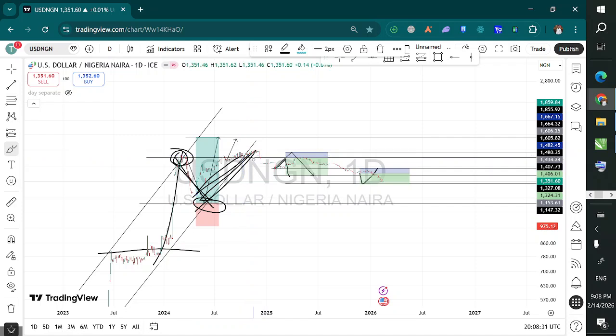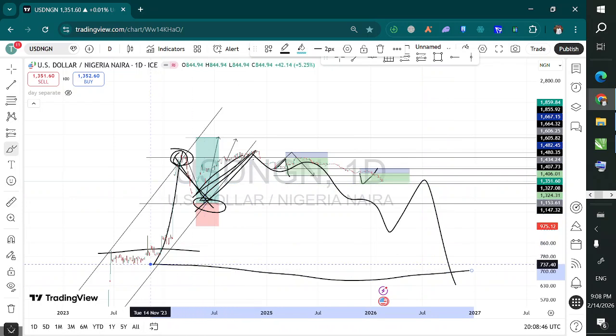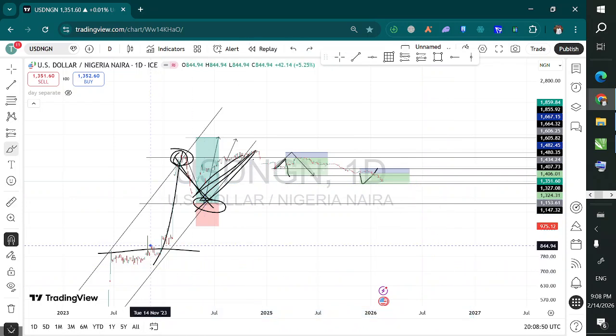And by the time you see a double top, it means that there is a potential reversal coming, right? So we started seeing it coming this way. Then we see something like this, right? So you might actually get to see Naira at that point. So let's just see what is now happening.